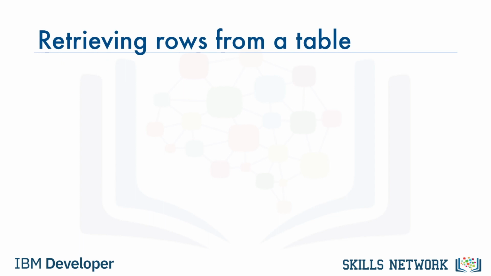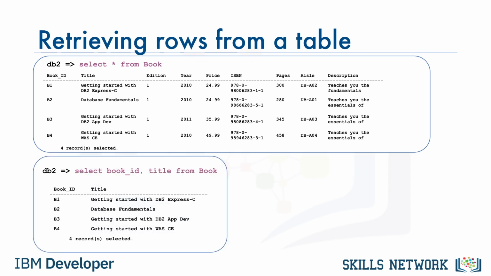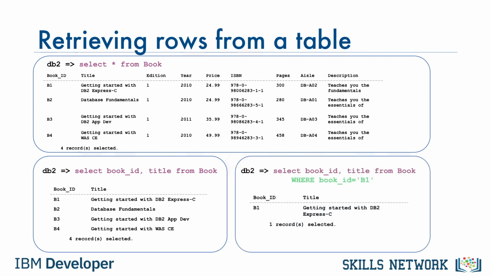The main purpose of a database management system is not just to store the data, but also facilitate retrieval of the data. In its simplest form, a select statement is select star from table name. Based on our simplified library database model and the table book, select star from book gives a result set of 4 rows. All the data rows for all columns in the table book are displayed. Or you can retrieve a subset of columns, for example, just 2 columns from the table book, such as book_ID and title. Or you can restrict the result set by using the where clause. For example, you can select the title of the book whose book_ID is B1.